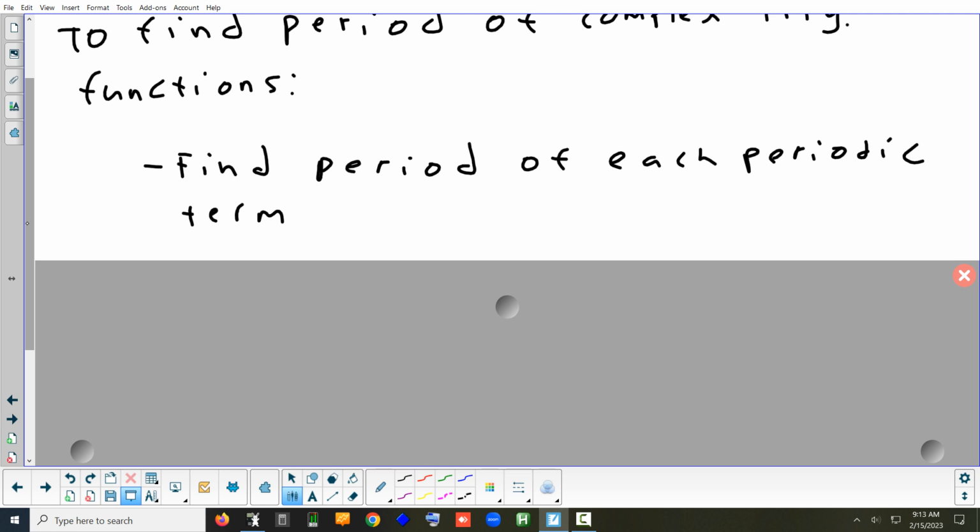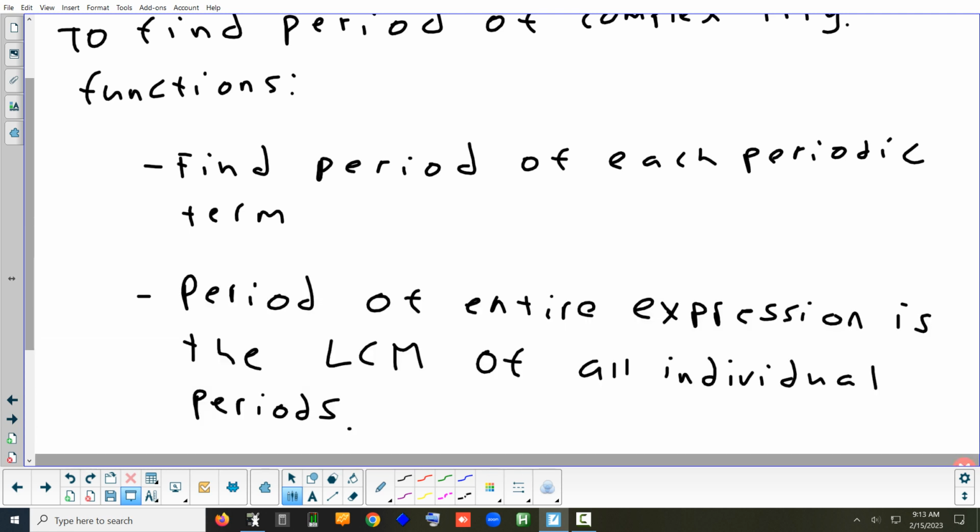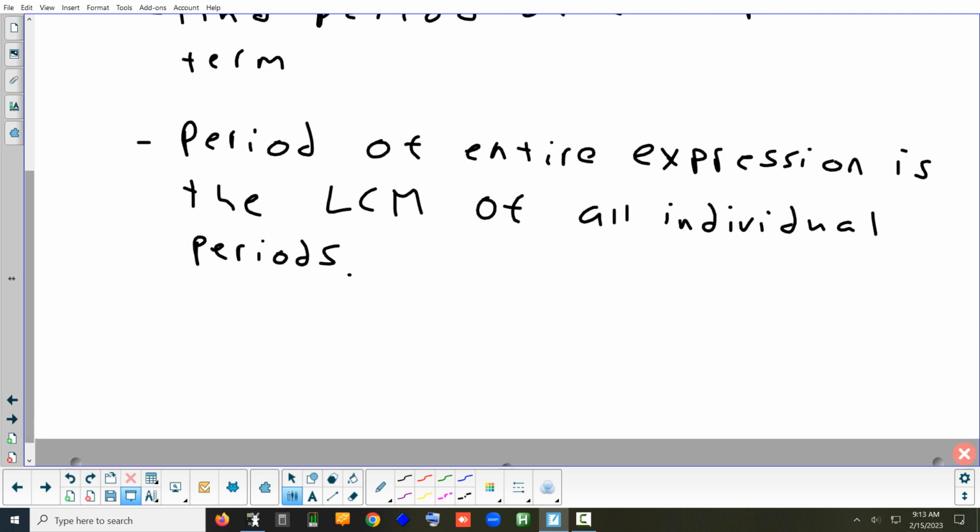Once you know the period of each individual term, then you have to find the least common multiple. The LCM is the answer for the period of the entire problem. So let's say you were doing a problem and one of your trig terms had a period of pi. That could be like a tangent or a cotangent. And let's say something else had a period of 2 pi.